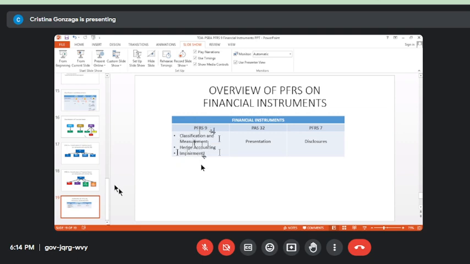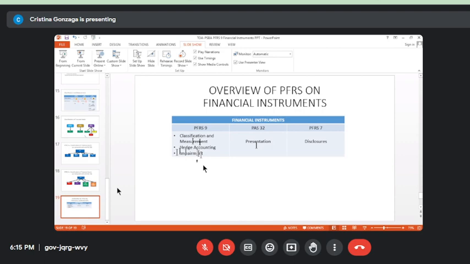Now what about PAS 32? Actually, PAS 32, though it's already an old accounting standard, has not been superseded yet. Meaning to say that PAS 32 is still currently effective. This is all about presentation of financial instrument. How do we present financial assets? How do we present in our financial statement financial liability?